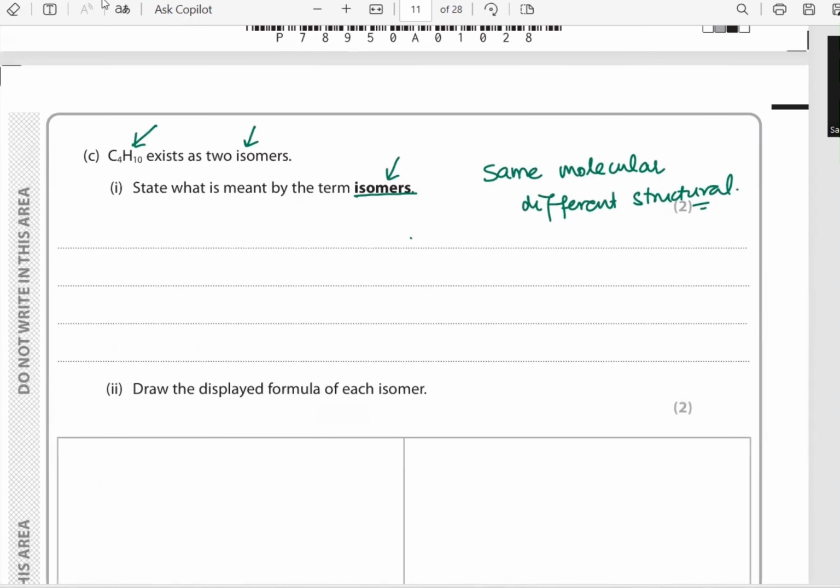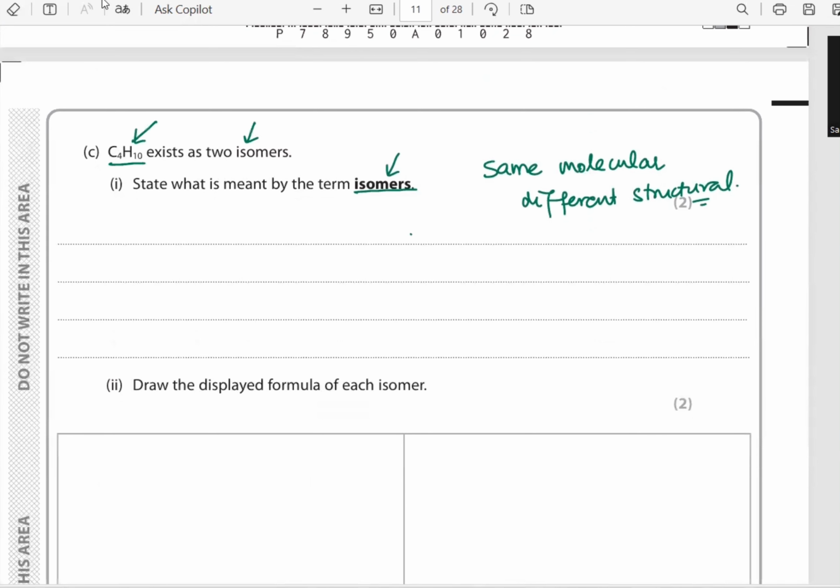They are saying butane exists as two isomers. Draw the displayed formula of each isomer. They are asking for the displayed formula, so you must draw the displayed formula. And what is the displayed formula? Where you show all the bonds open, showing every bond and every atom. That's called the displayed formula.